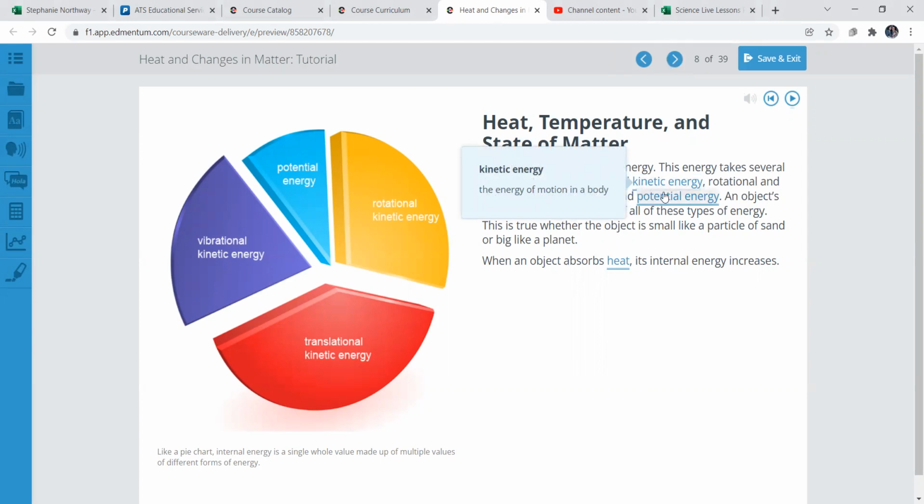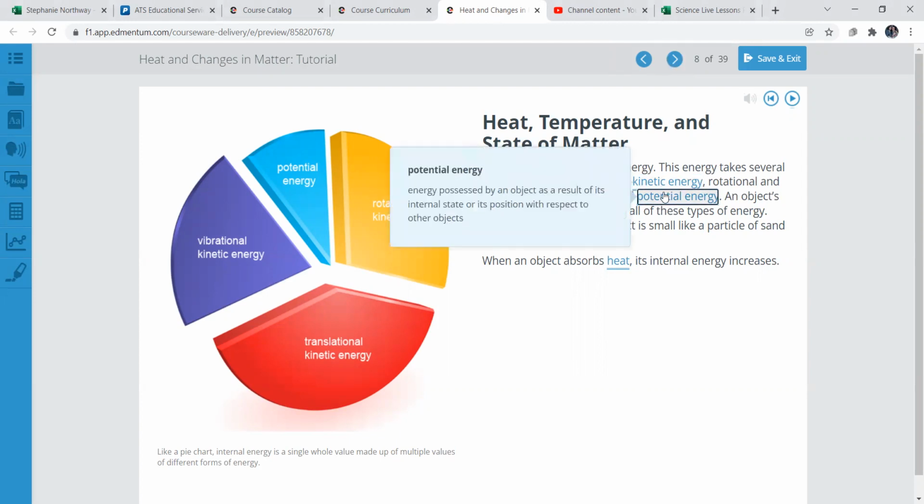Energy of motion in a body. Potential energy, energy possessed by an object as a result of its internal state or its position with respect to other objects.